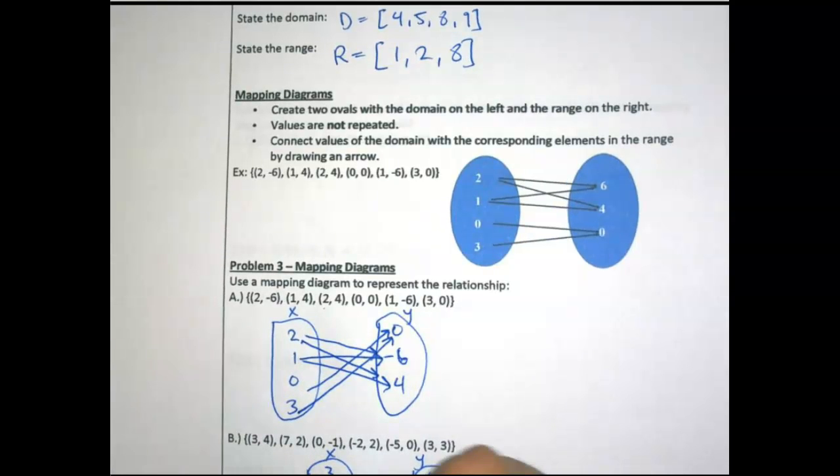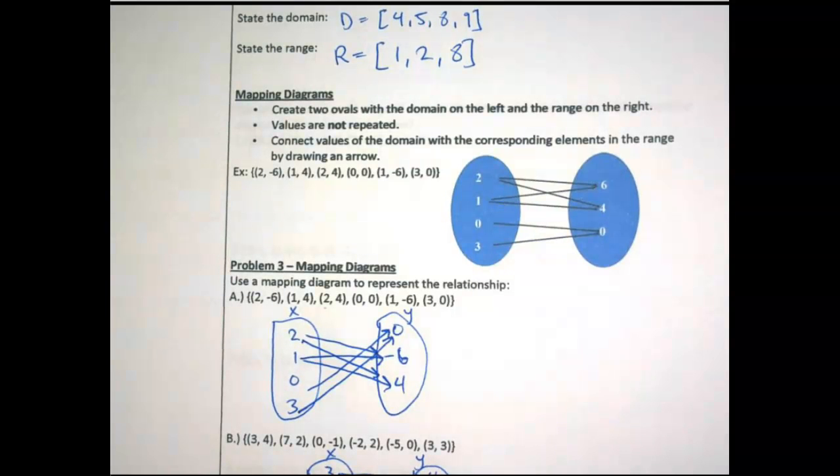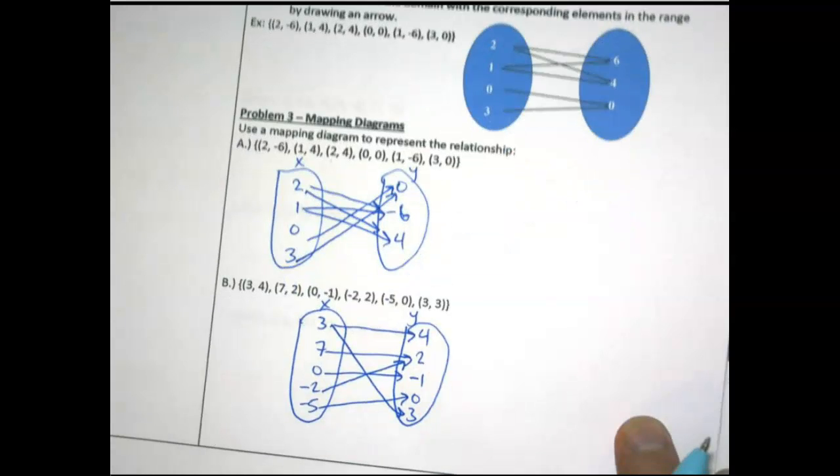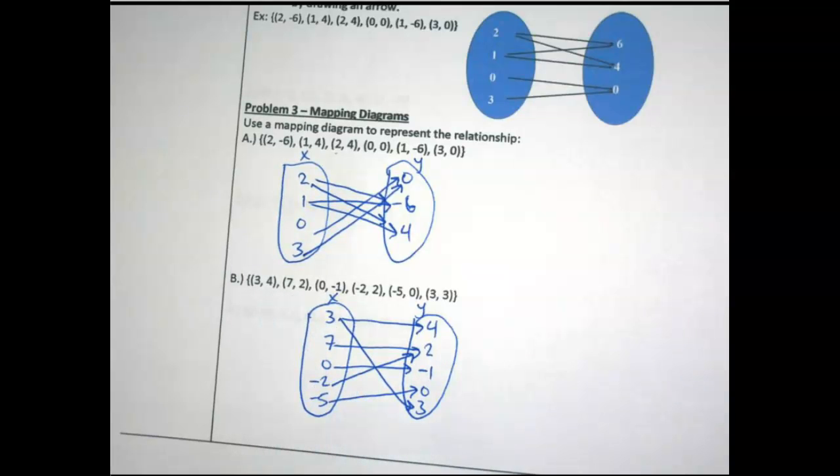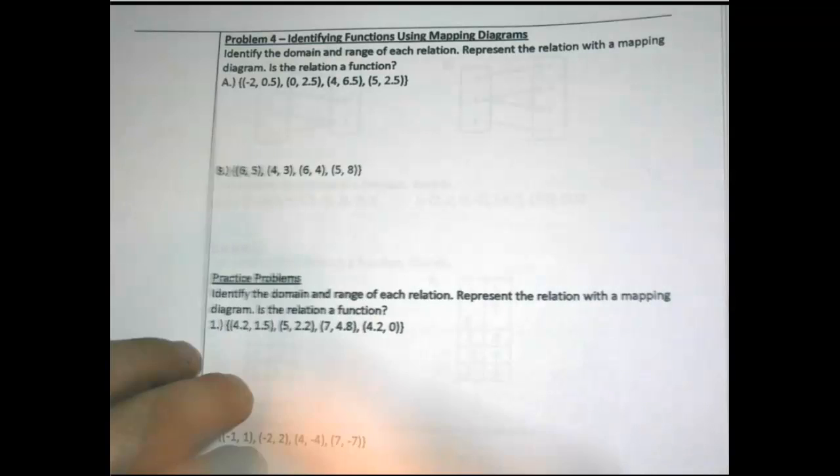So 3, 4, arrow. 7, 2, use an arrow. 0, -1, use an arrow there. -2, 2, so arrow. Notice how 2 arrows can point at one number. -5, 0, there's that. And 3, 3, so from 3 down to 3 there. So there's the mapping for that one. Oh, dang it, my bad, you guys. There it is. So you can take a look at that. All I did is draw arrows again from 3 to 4, 7 to 2, and so on. Okay, so make a mapping is one of the instructions.